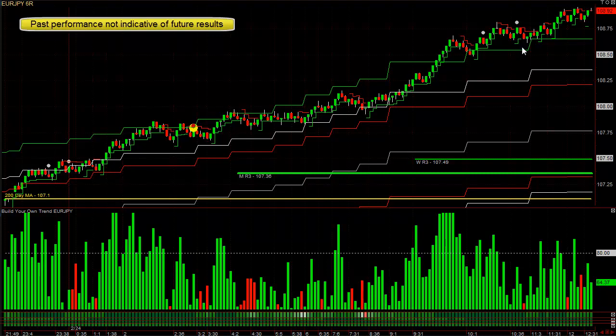Way above the 3.0 green band, markets almost always reverse. It's just a matter of time, usually 30 minutes, before it reverses, kind of like this one. But this one just didn't pull back that much.